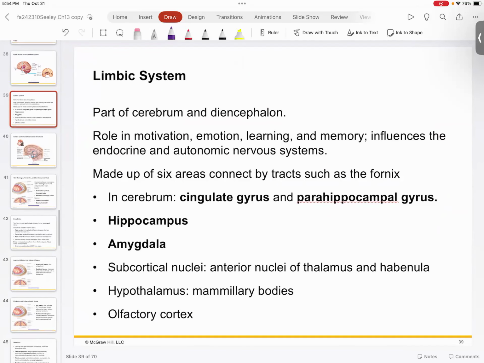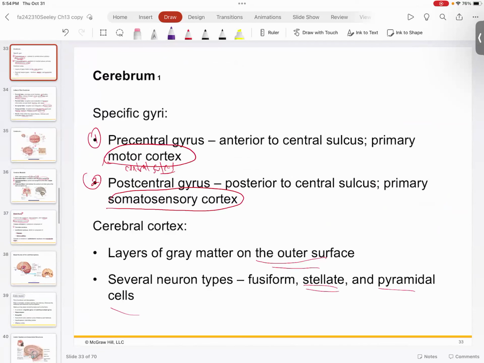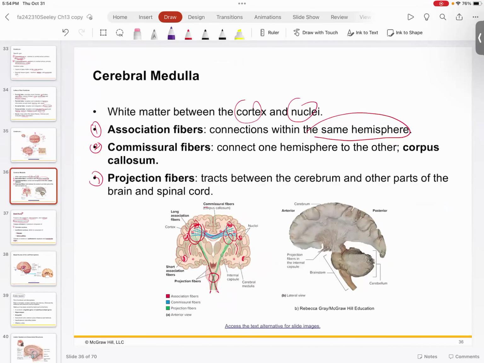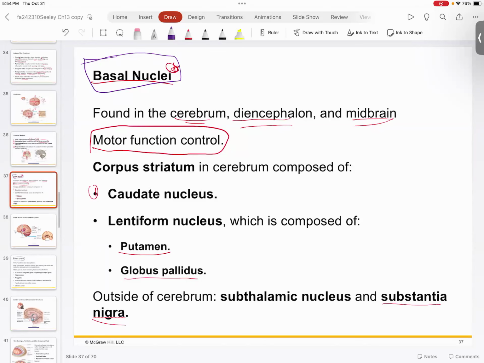Okay, more cerebrum and diencephalon, the limbic system. We've talked about the limbic system, right? So the basal nuclei is a big one. So this is a big one. This is one that's worth spending some time on and getting to understand well, okay? Because it's kind of like the master executive team of all motor function and control, okay?